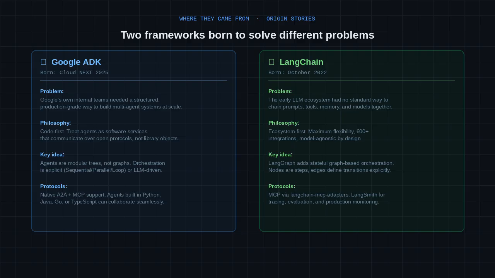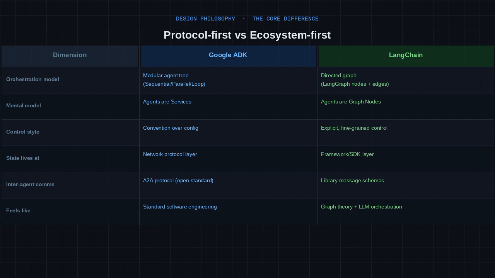Google ADK was launched at Cloud Next 2025 for a different reason. Google's own teams needed a structured, production-grade way to build multi-agent systems at scale. Two frameworks, two different origin stories. Their design philosophies are fundamentally different.